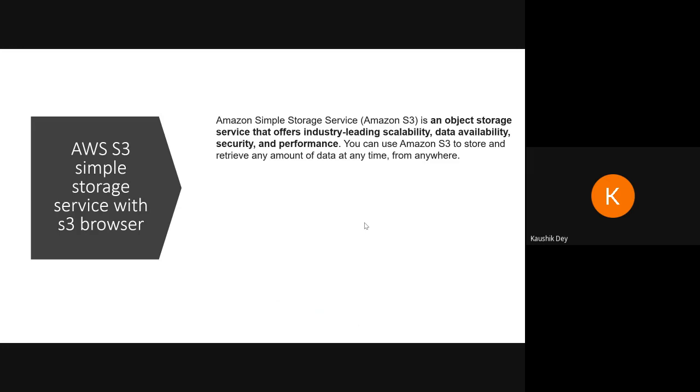Whatever we upload in the S3 buckets is treated as an object. It might be structured data or unstructured data. Unstructured data means it might be files, PDFs, images, videos, whatever you can upload, and that is treated as an object in the S3 bucket.